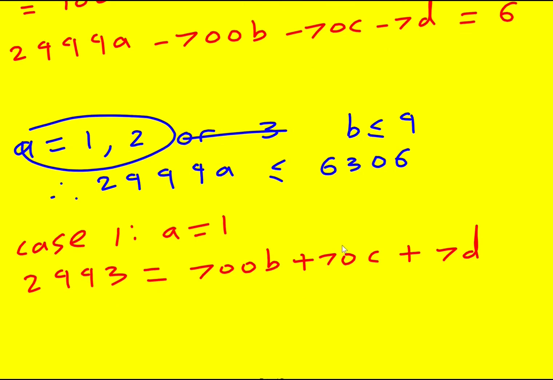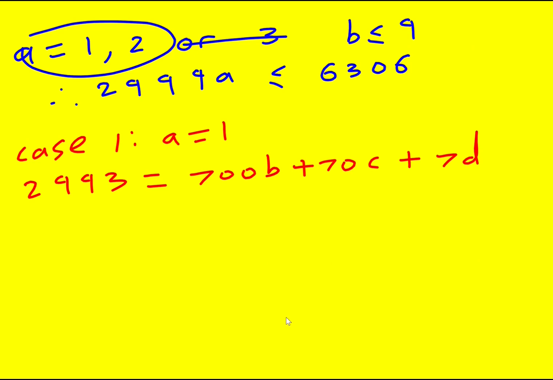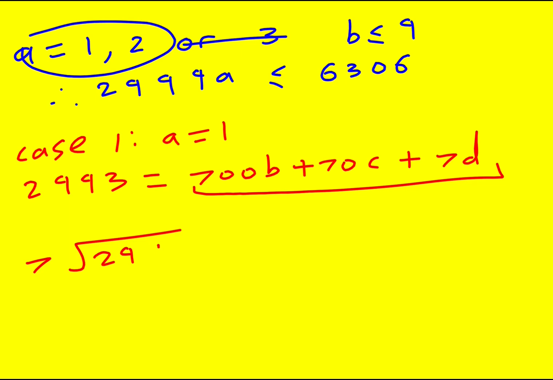Now remember, B, C, and D are integers, so I'm trying to get an integer solution to this, and I can clearly see the right-hand side is divisible by 7, so it must necessarily be, if there are solutions, that the left-hand side is as well. So 7's into 2993. We get 4, remainder 1, 7's into 19, go 2, remainder 5. Okay, this is going to be 7, remainder 4, so that's not going to work, no solutions.